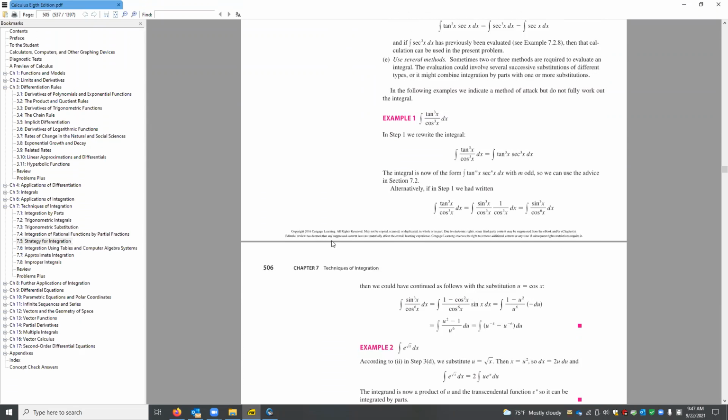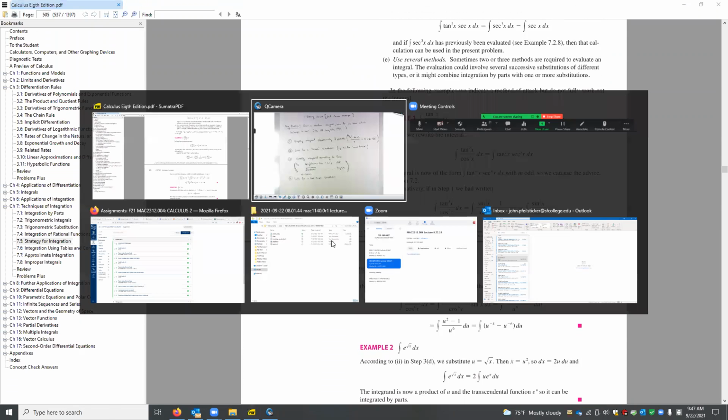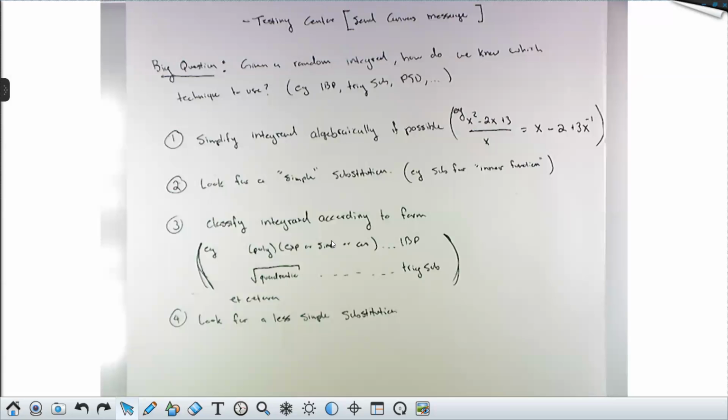So we can work a few of their examples here. Let's start with that, tan cubed over cos cubed. So who can tell me what we should do with tan cubed over cos cubed?